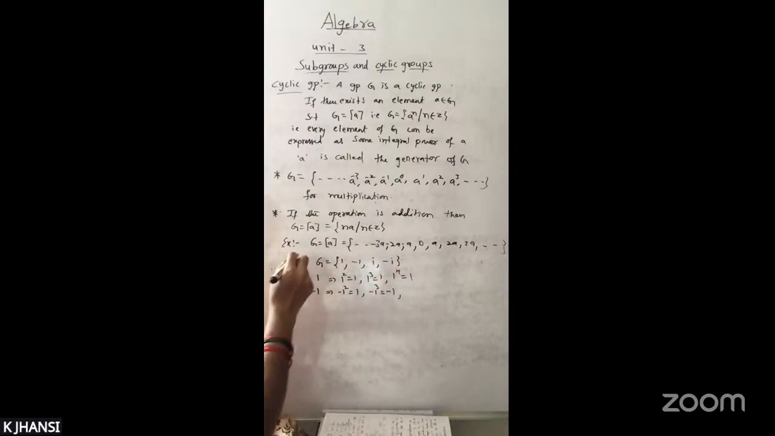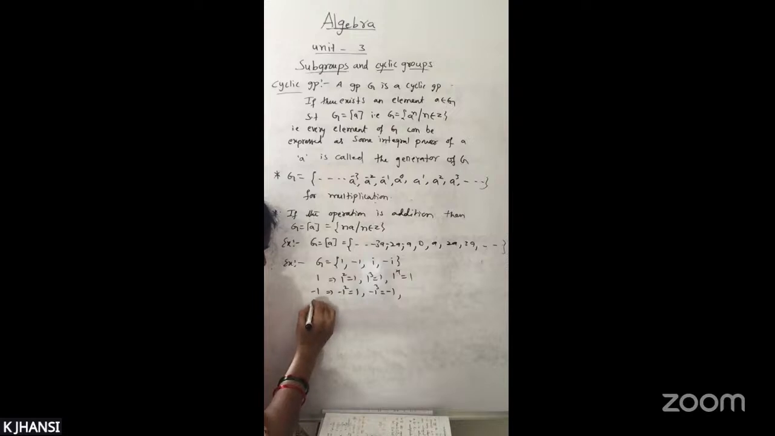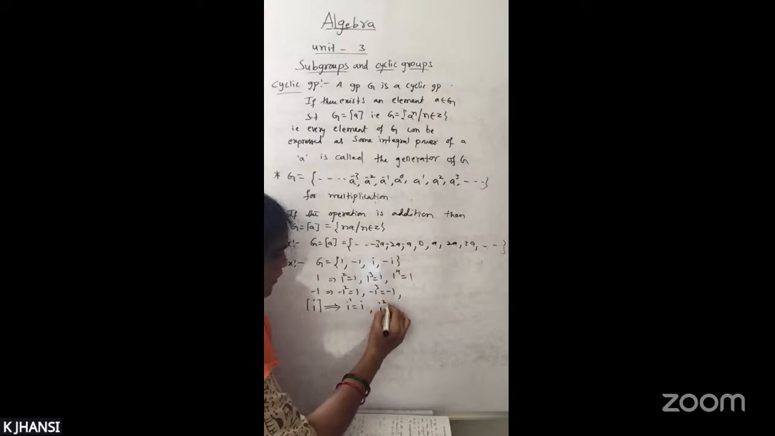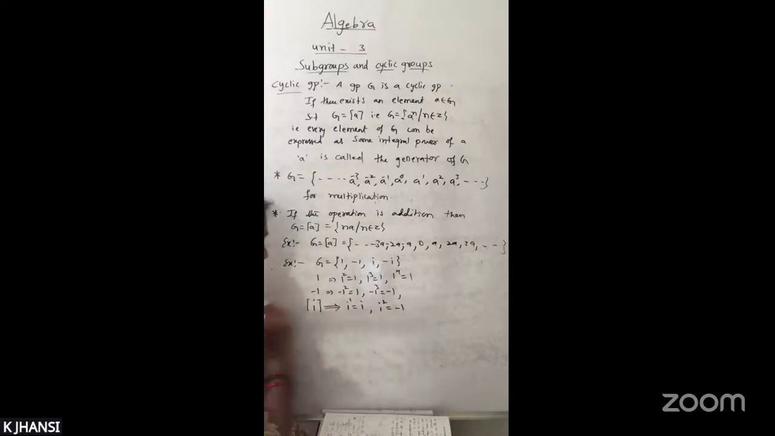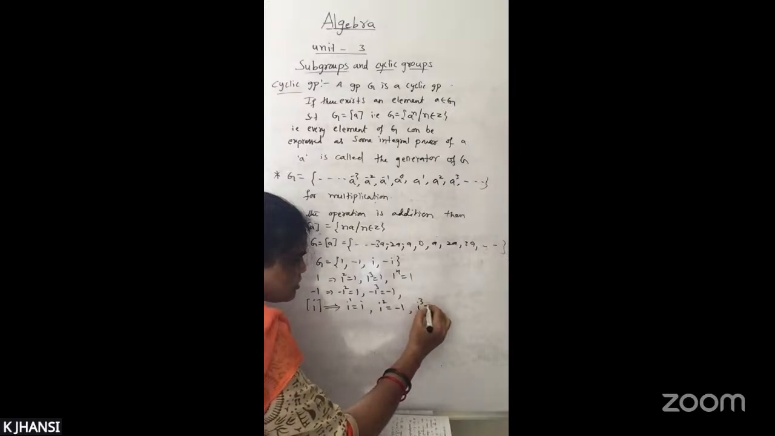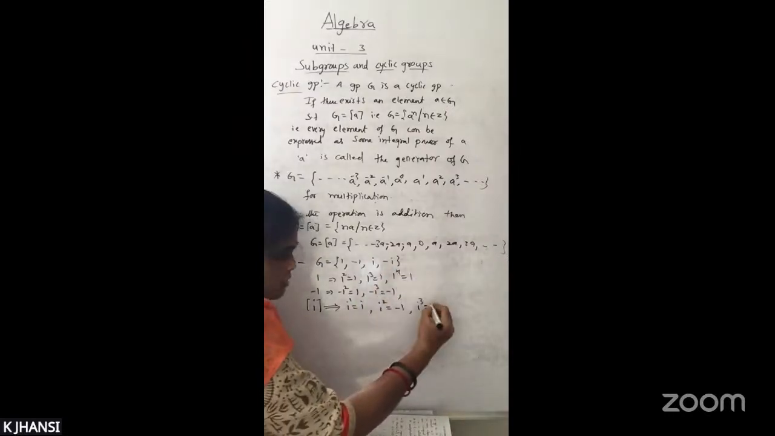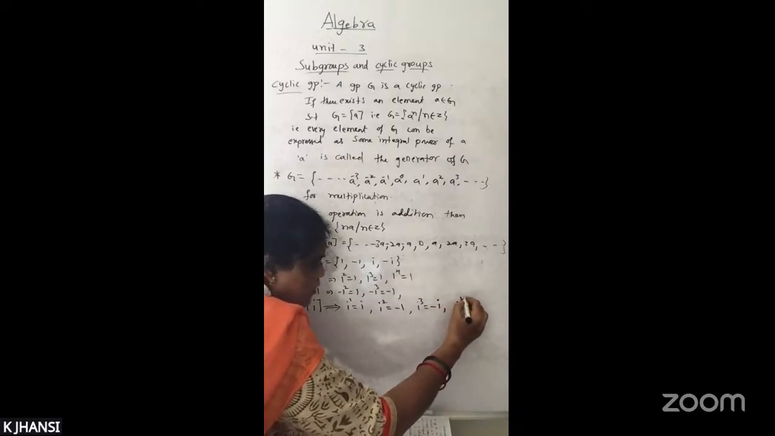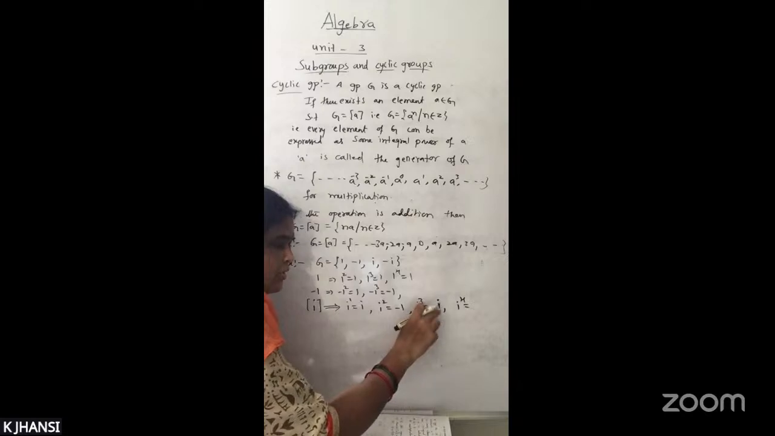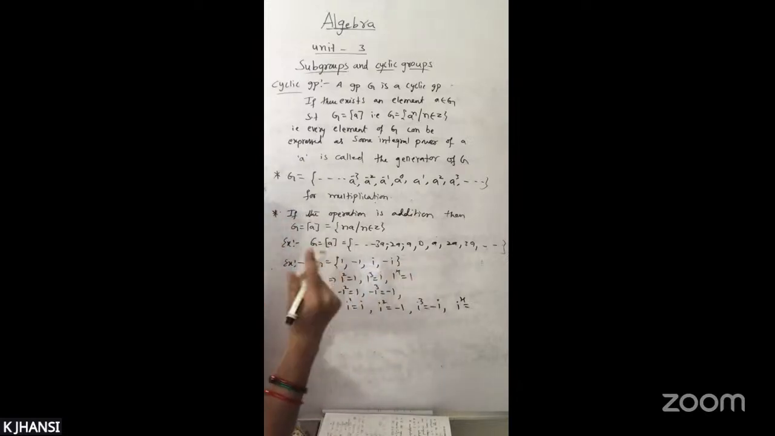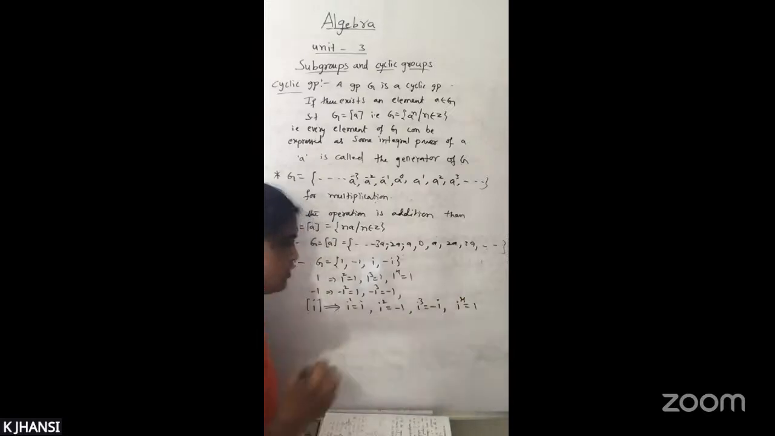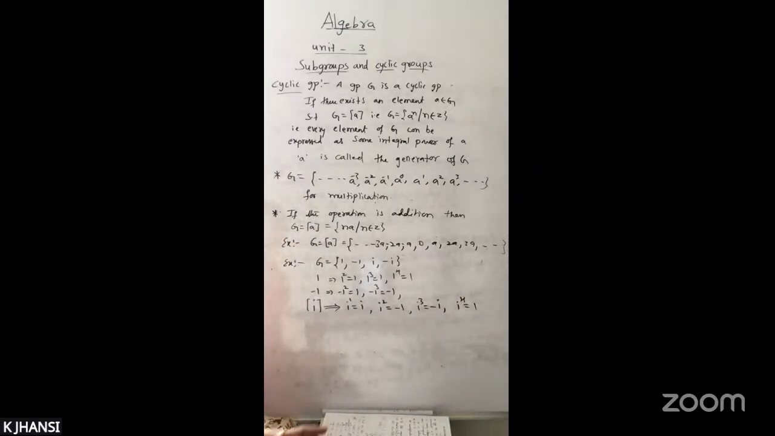Okay, so next, if you take i, i is the generator of this group. How can you prove this? First, i to the power of 1 is equal to i. Next, i square is equal to -1. i cube is i square into i, that is -1 into i, so you get -i. Next, i to the power of 4 is i cube into i, that is -i into i, and i square is -1, the minus is already there, therefore you will get 1.